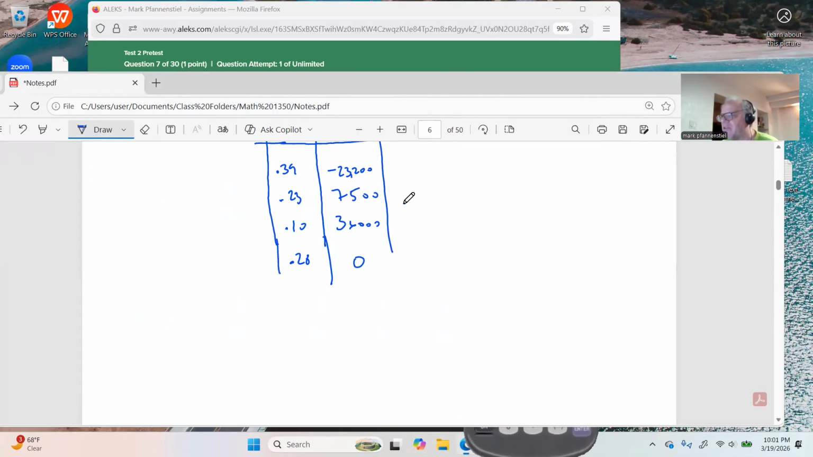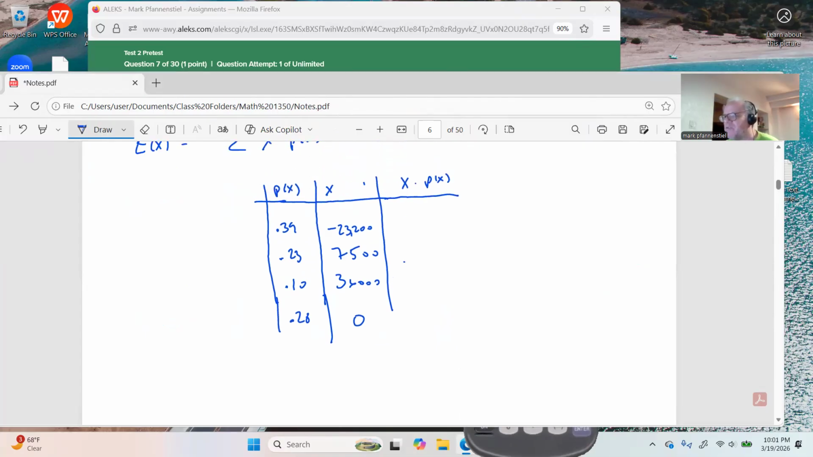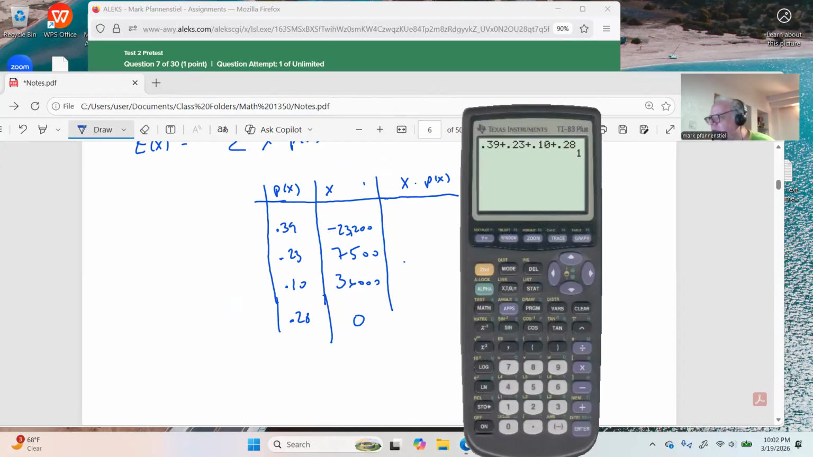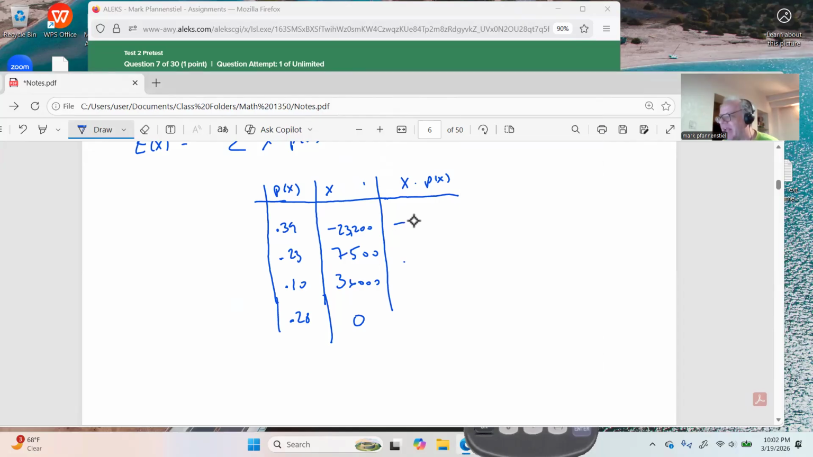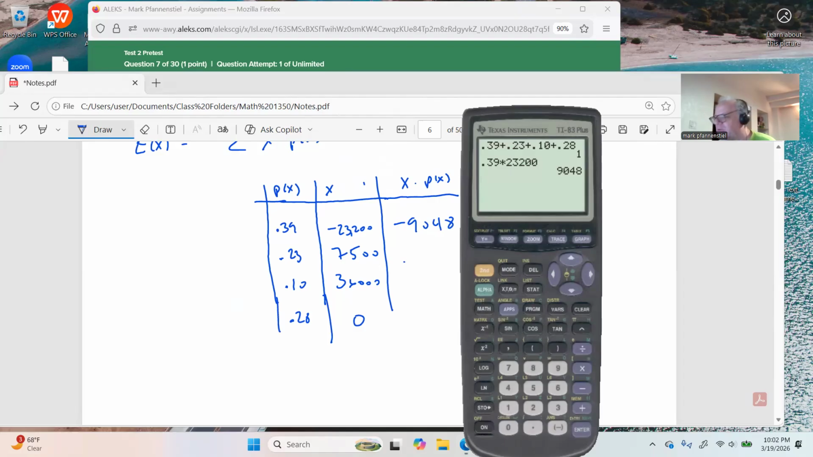Next part of the problem, I'm going to multiply the first and the second column together. So we're going to say 0.39 times, and let's see, was this 23,200? Okay. There's a negative in here. I'm not going to put it in a calculator because it's cumbersome, but this is negative 9,048. Next one, we have 0.23 times 7,500. Just going to write that down.